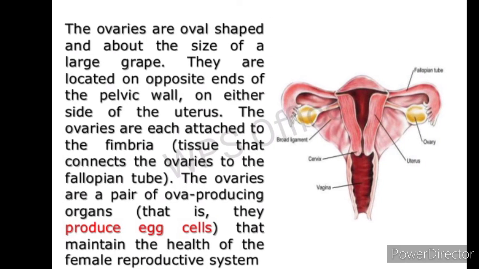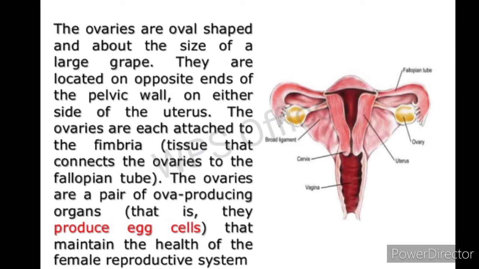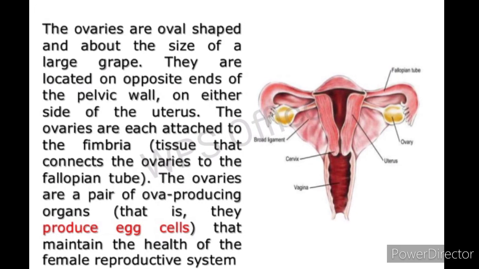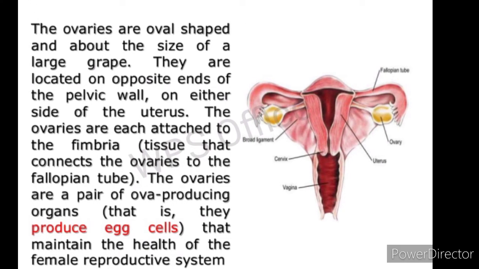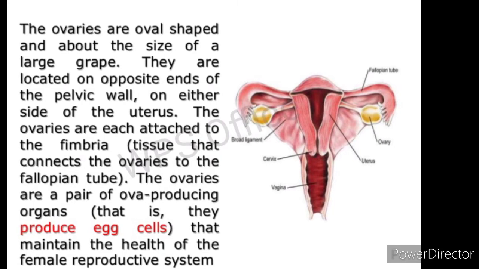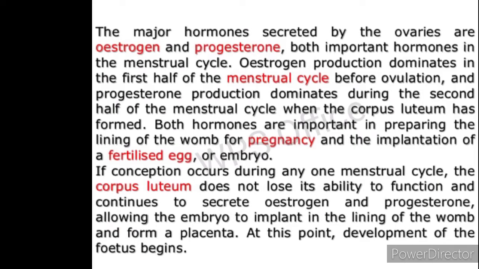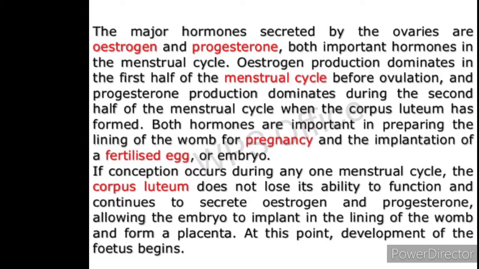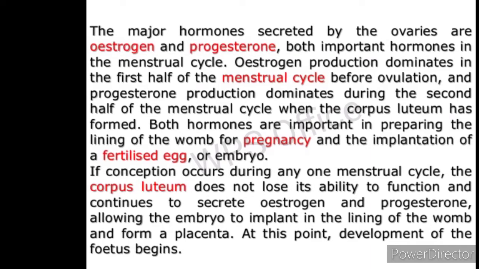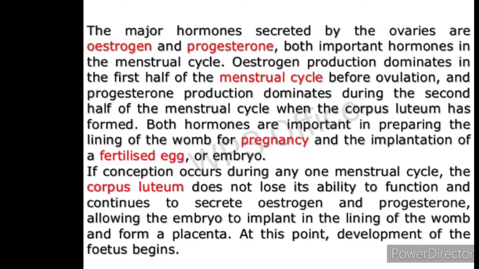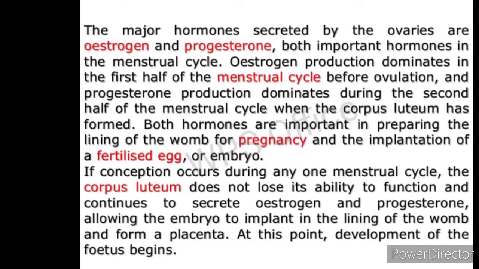Then next is the ovaries. The ovaries are oval-shaped and about the size of a large grape. They are located on the opposite ends of the pelvic wall on either side of the uterus. Then the main hormones secreted by the ovaries are estrogen and progesterone, which are both important hormones in the menstrual cycle.